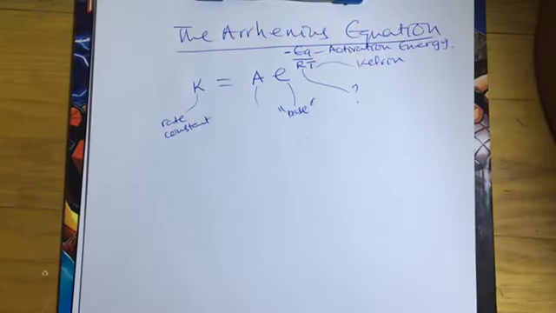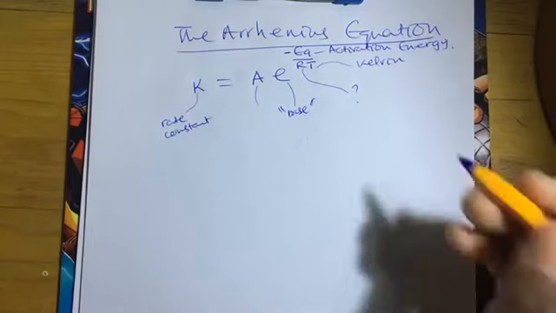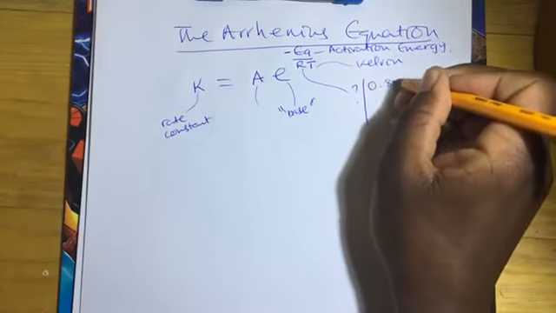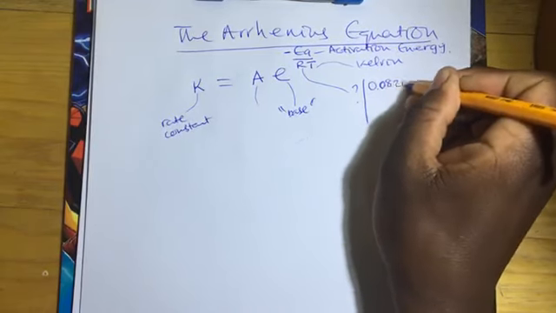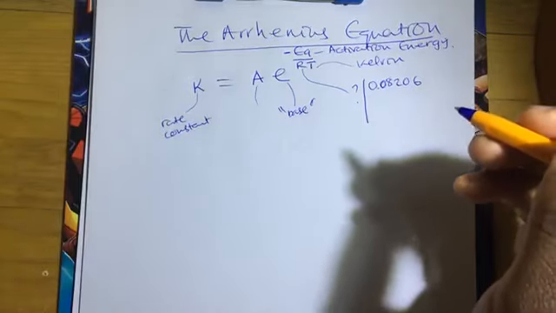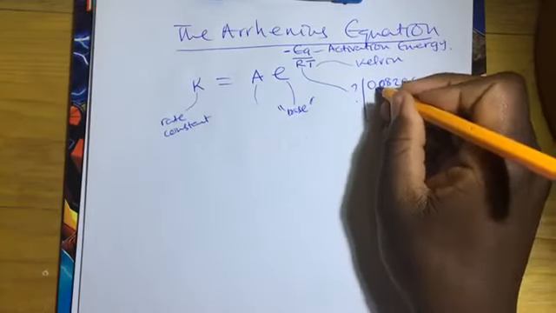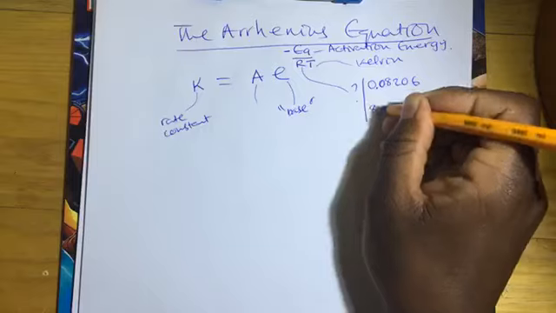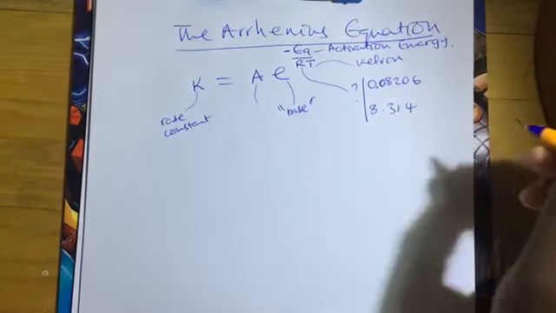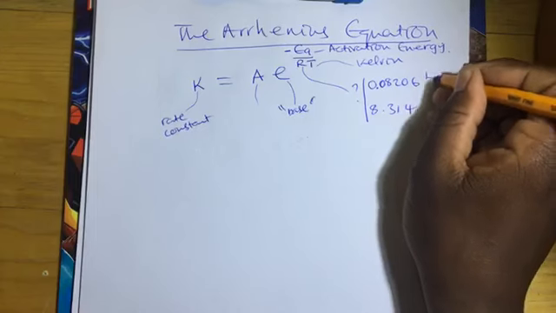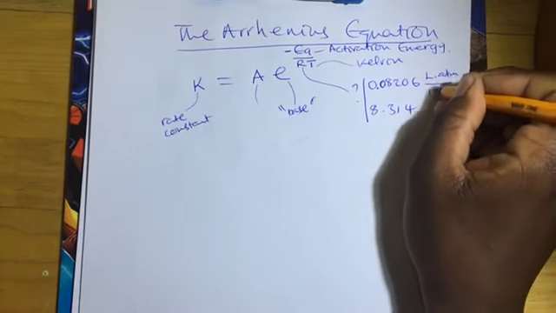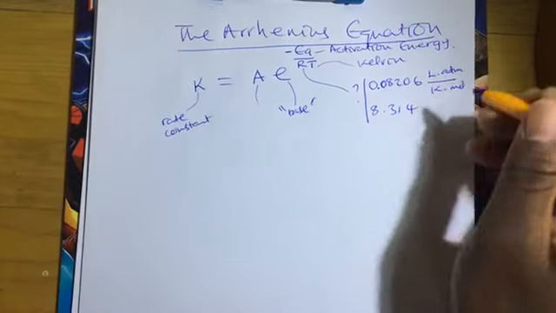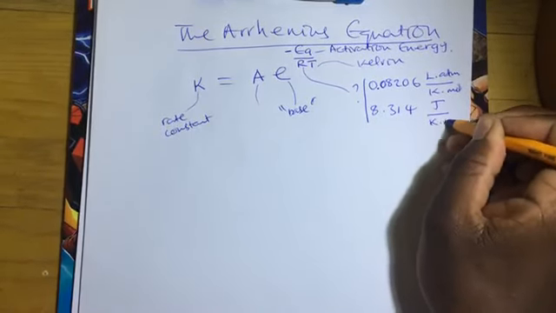One value is 0.08206. So we have 0.08206. The other value of R is going to be 8.314. The units of the one on top are going to be liter atmosphere per Kelvin mole. The units for the one below are going to be joules per Kelvin mole.